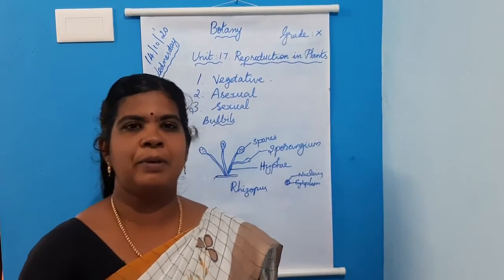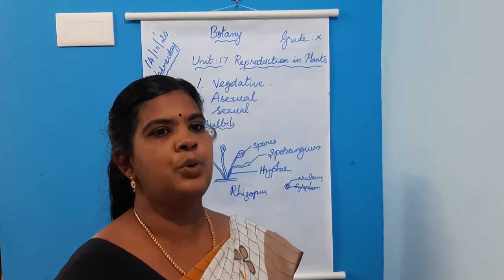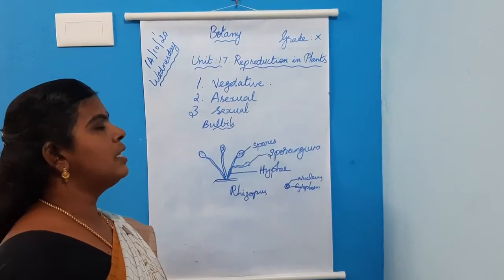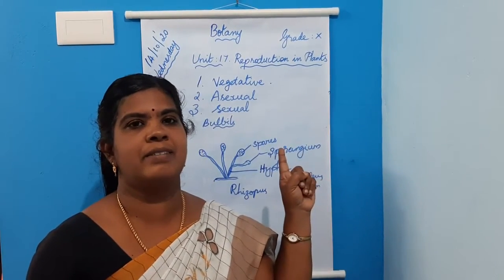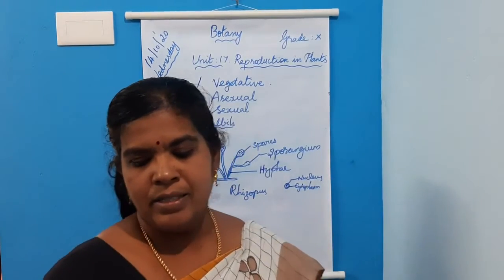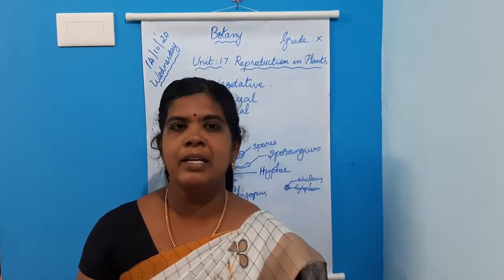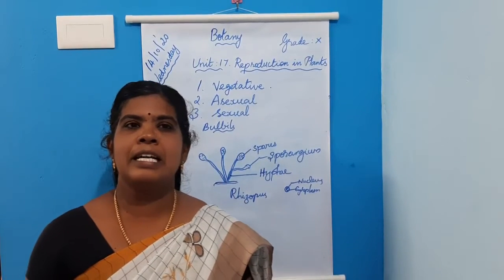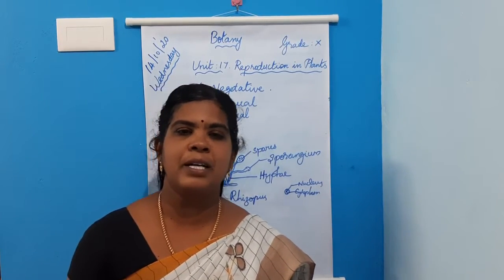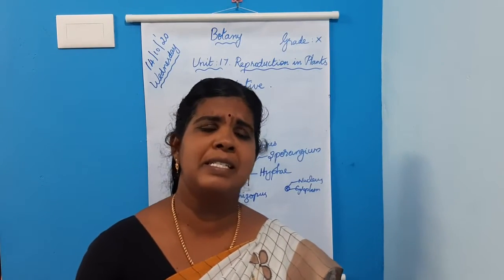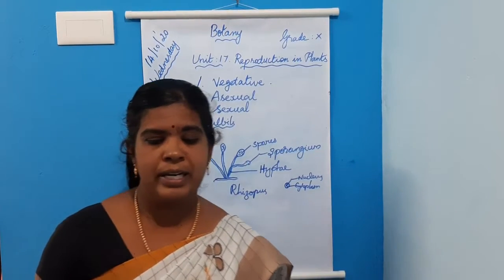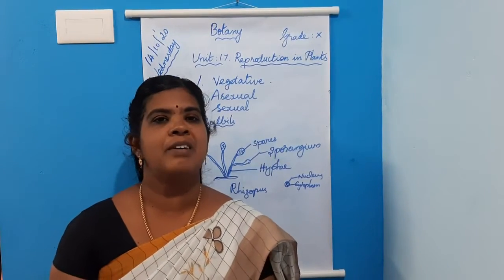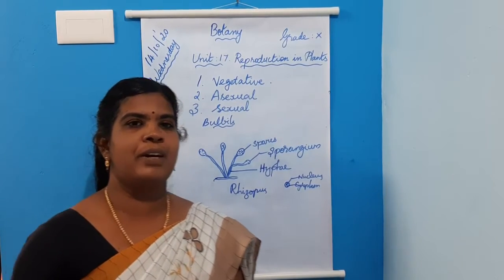Next, about the sexual reproduction in plants. Sexual reproduction is the process of gametic union. Here in vegetative and asexual reproduction, there is no gametic union; only mitotic division takes place. In sexual reproduction, two gametes, male and female, fuse to produce the young one. You all know that flower is the reproductive organ of a flowering plant. Flower is a condensed modified shoot.